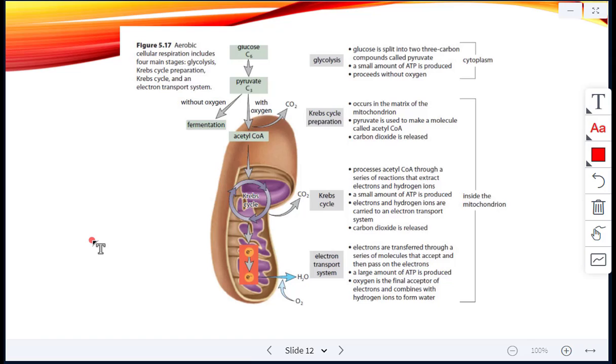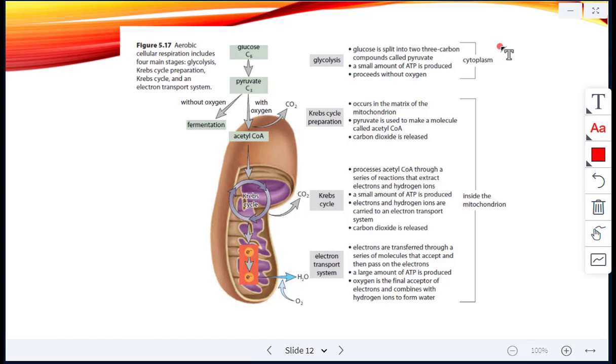All right, so the 4 main stages of aerobic cellular respiration start with glycolysis, which we just talked about. Glucose gets split into 2 3-carbon compounds called pyruvate. A small amount of ATP is produced, and it can proceed without oxygen, and it occurs in the cytoplasm.